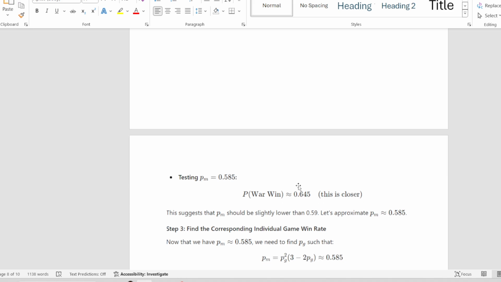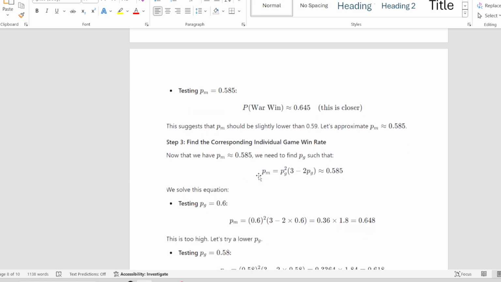Then we're going to take it a step further, and figure out the equation to find out, in the event that you want a match win rate of about 58.5%, what your game win rate would need to be, for each individual game you're playing for those matches. So we go through the same exercise.